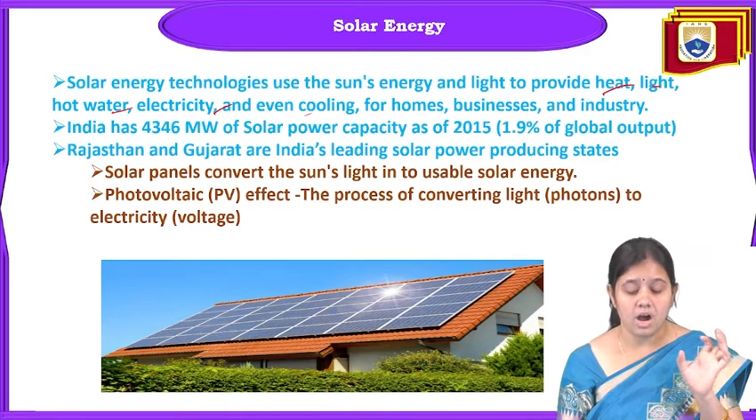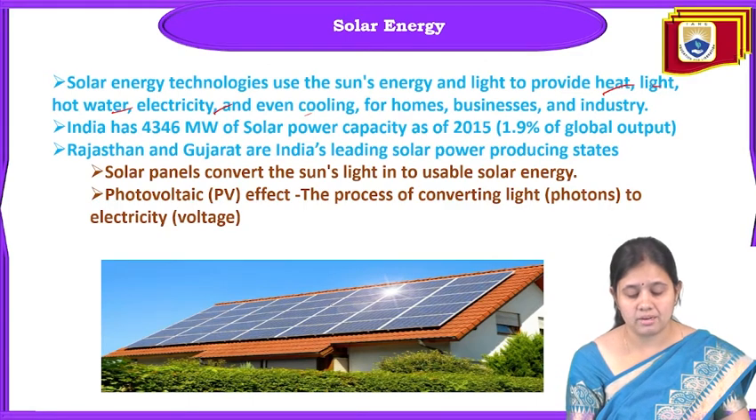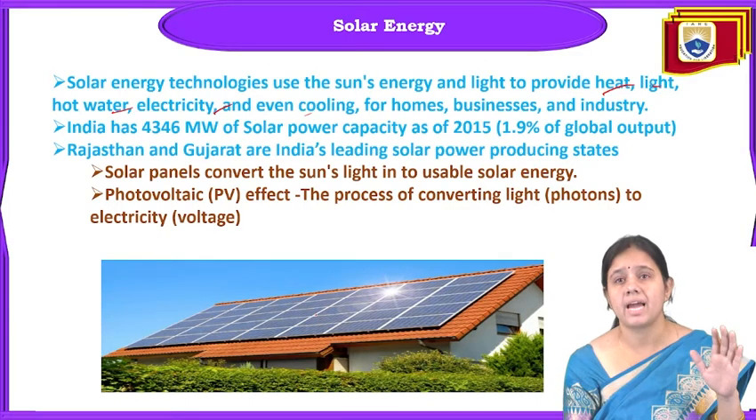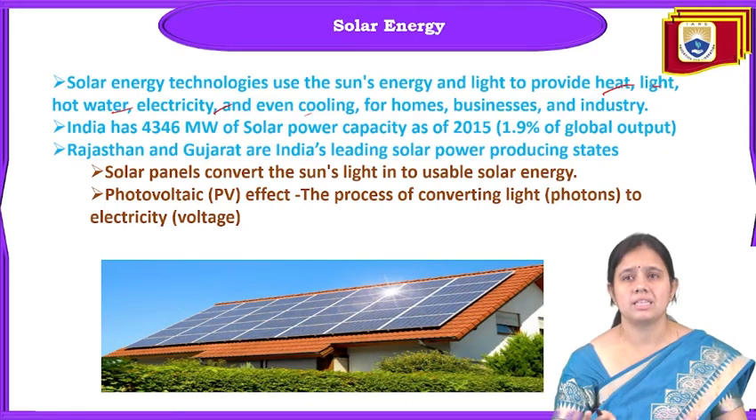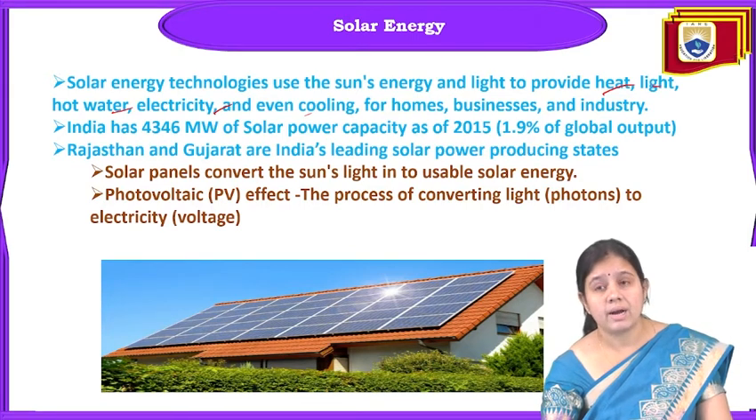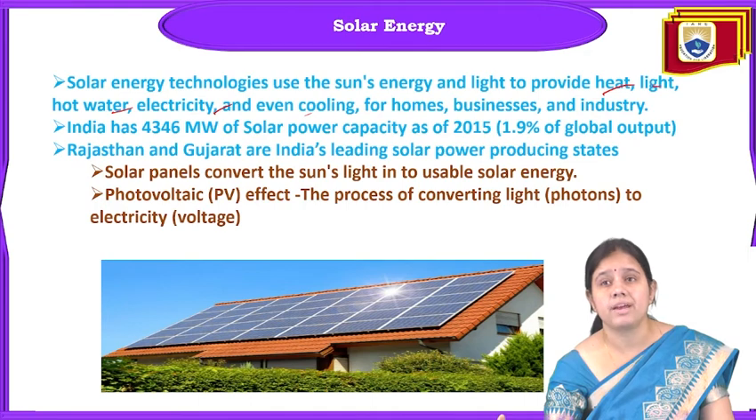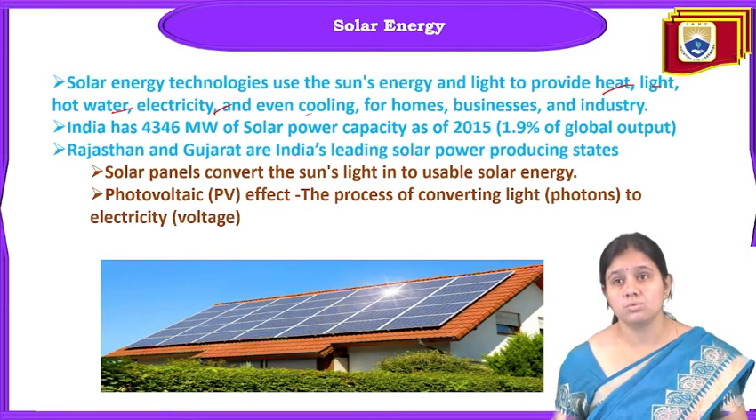Now comes to how we harness this solar energy from the sun. We make solar panels on our rooftops, and the solar panel converts sunlight into usable energy. The effect utilized inside the solar cell is the photovoltaic effect, which is nothing but the process of converting light into electricity. So these solar panels, by the photovoltaic effect, convert solar energy into electrical energy.